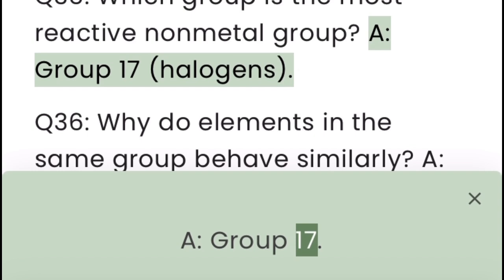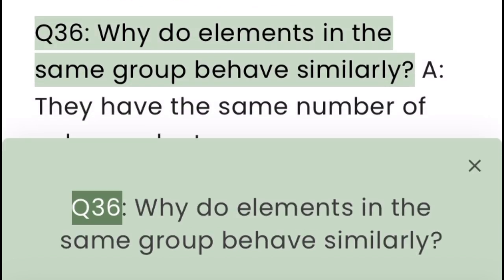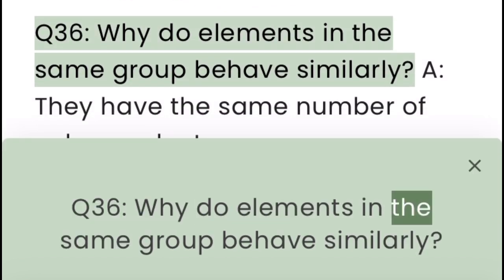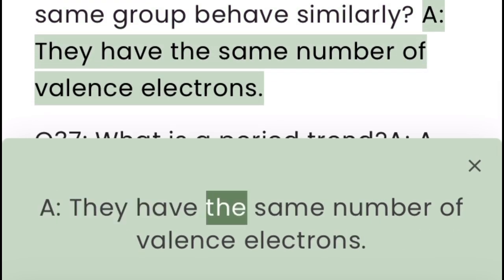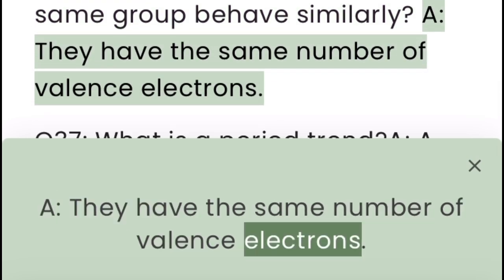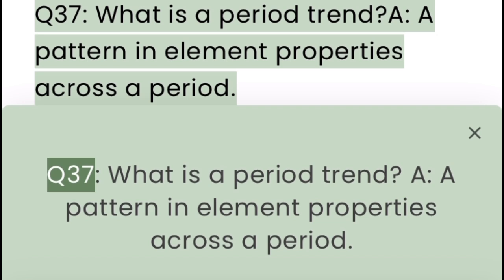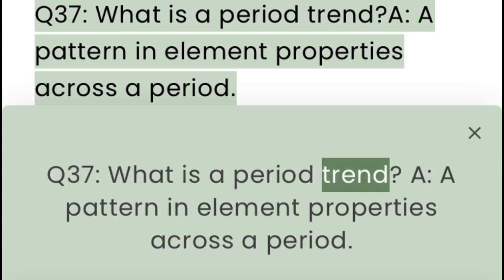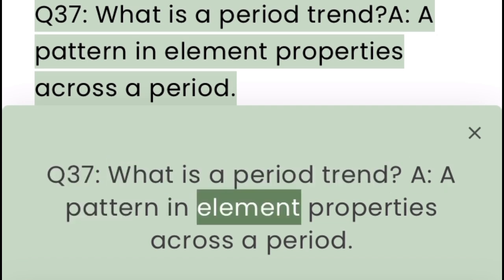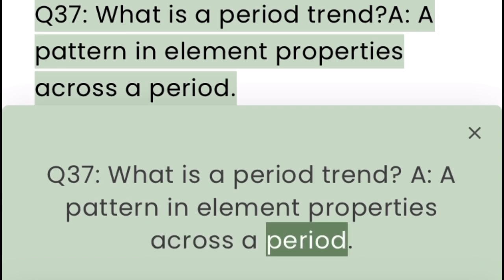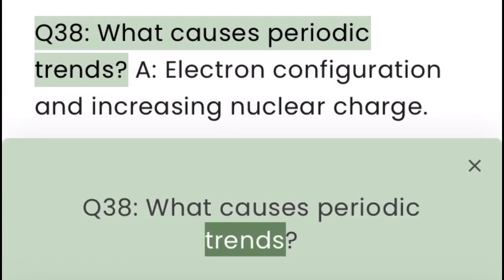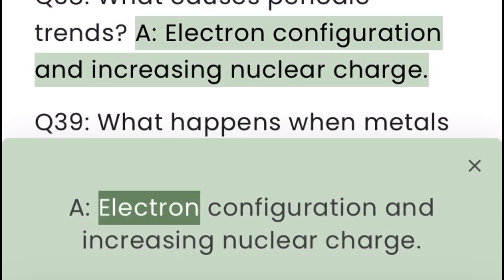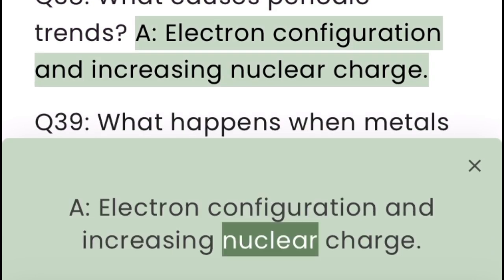A. Group 17. Q36. Why do elements in the same group behave similarly? A. They have the same number of valence electrons. Q37. What is a period trend? A. A pattern in element properties across a period. Q38. What causes periodic trends? A. Electron configuration and increasing nuclear charge.